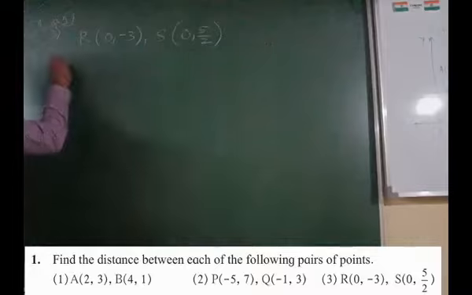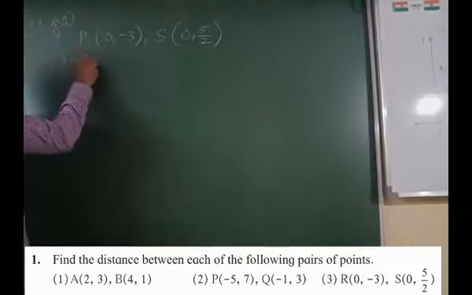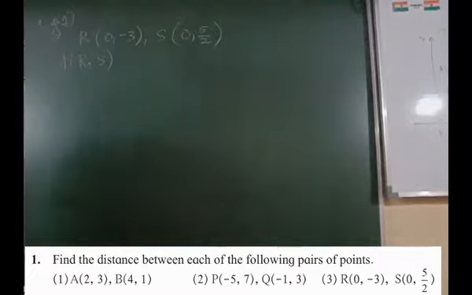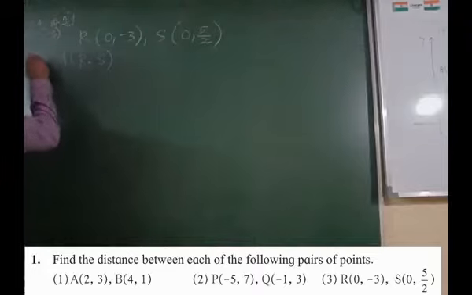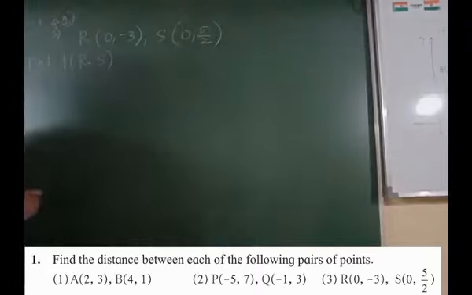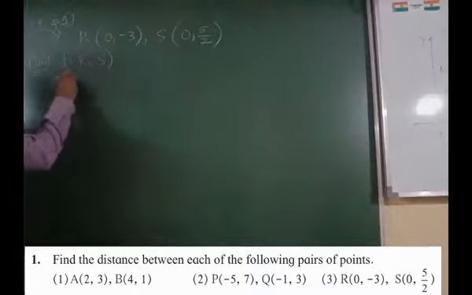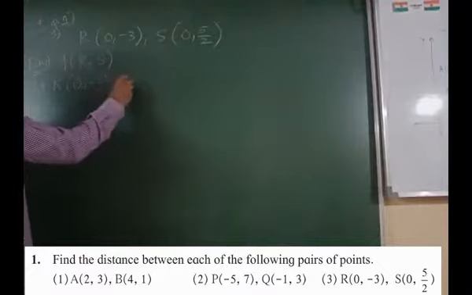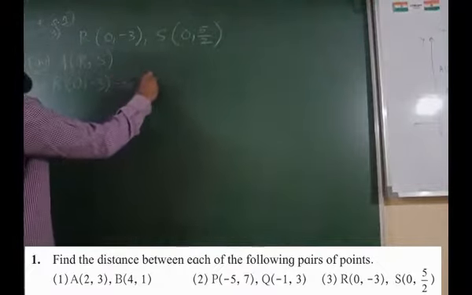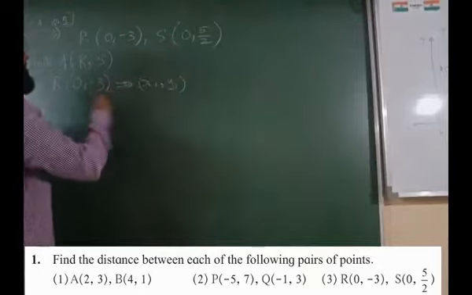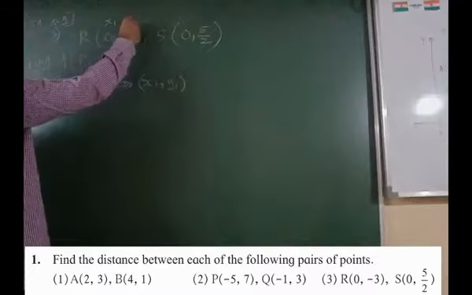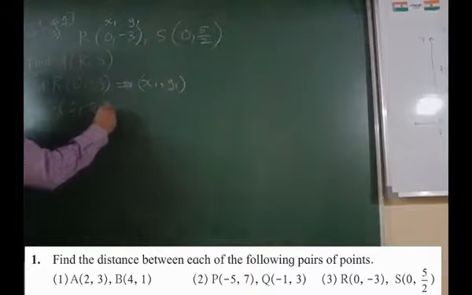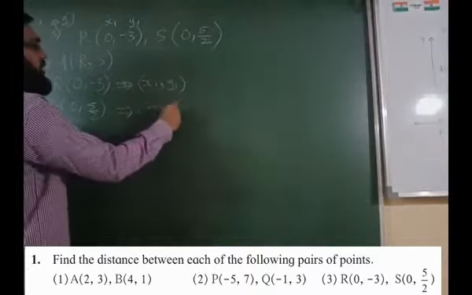That means we have to find the distance r comma s. Can I write it as s comma r? Yes, no problem, you can write it that way also. So we want to find the distance r comma s. First you have to represent the coordinates like this. Let this correspond to, say, x1 comma y1, and let S, 0 comma 5/2, इसको कैसे लिखेंगे? Let that correspond to x2 comma y2.